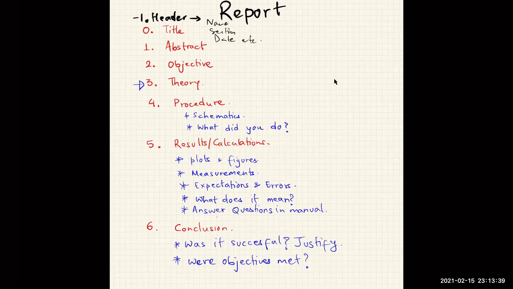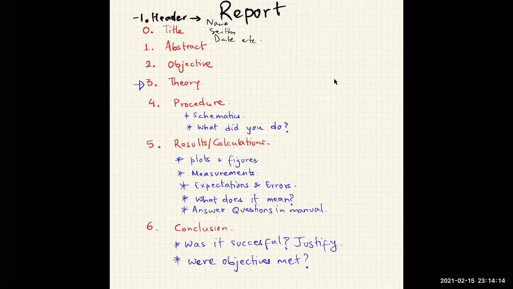Procedure is basically answering the question, what did you do in this lab? So what steps did you take to complete the experiment? What measurements did you make? What circuits did you build? And so on and so forth. But the key is that you have to state it as what you did and not instruct the reader to do something. Okay, so answer the question, what did you do, and not what the reader should do.